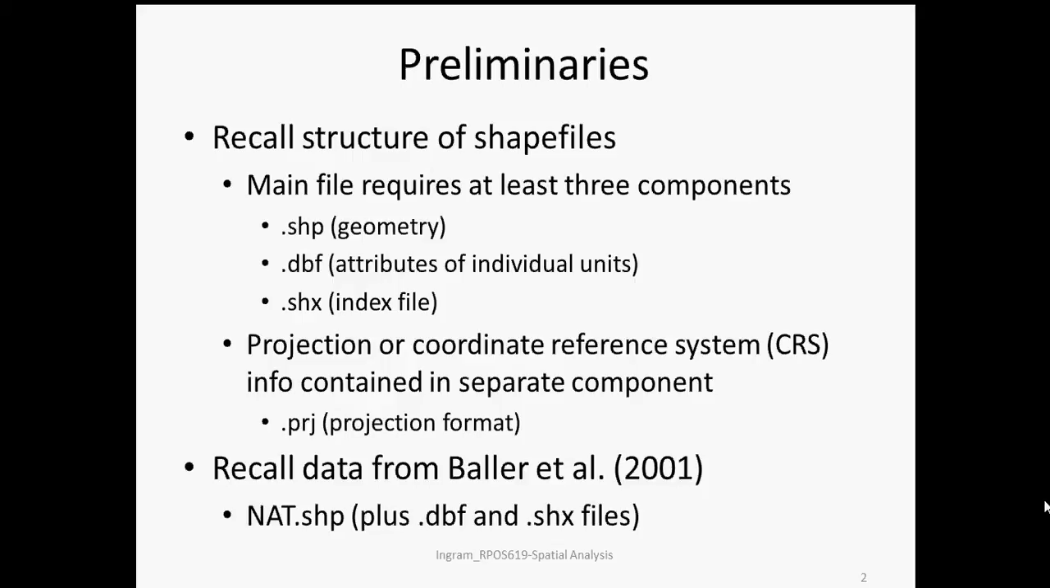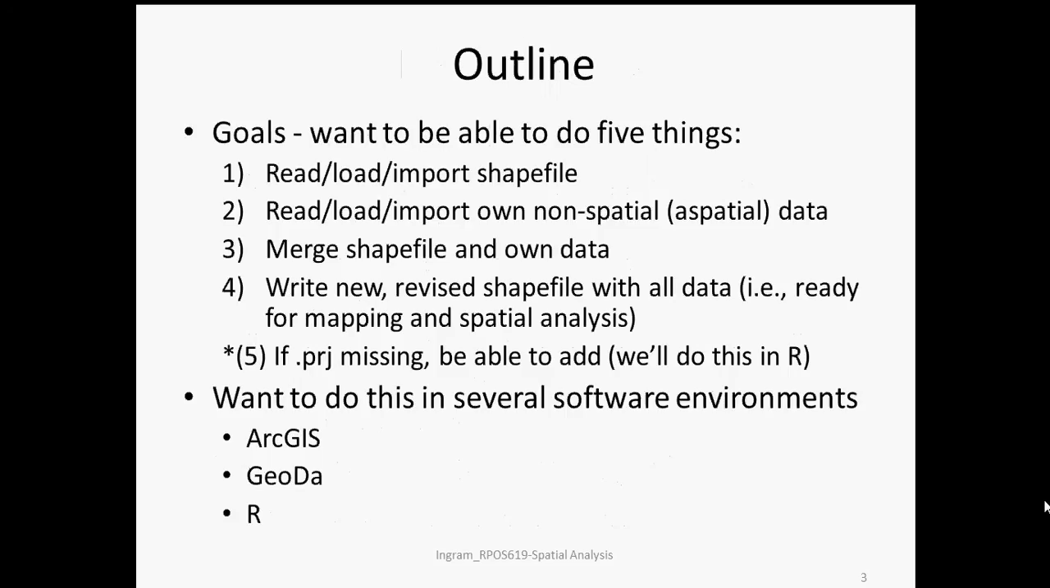And then recall the data from Baller et al., the homicide data over 4 decennial years. The main shapefile is this NAT, the National Homicide Shapefile. This file contains only the three main files that are listed above here: the SHP component, the DBF component, and the SHX component. So with those things in mind, these are the goals, or this is where we're headed in this quick tutorial. We basically want to learn how to load or import a shapefile. We've all done this already a few times, so this step is not new.